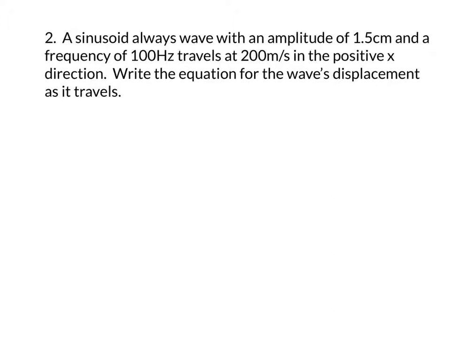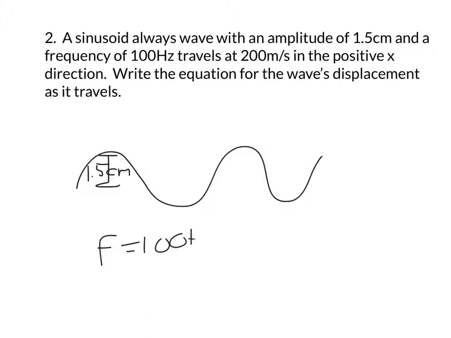Okay, here's another one, a sinusoidal wave. So it's a transverse wave with an amplitude. I'm going to draw the amplitude on here. That's 1.5 centimeters, and a frequency of 100 hertz. It's hard to draw frequency. It travels at 200 meters per second, in the positive x direction. Write the equation for the displacement of the wave as it travels.